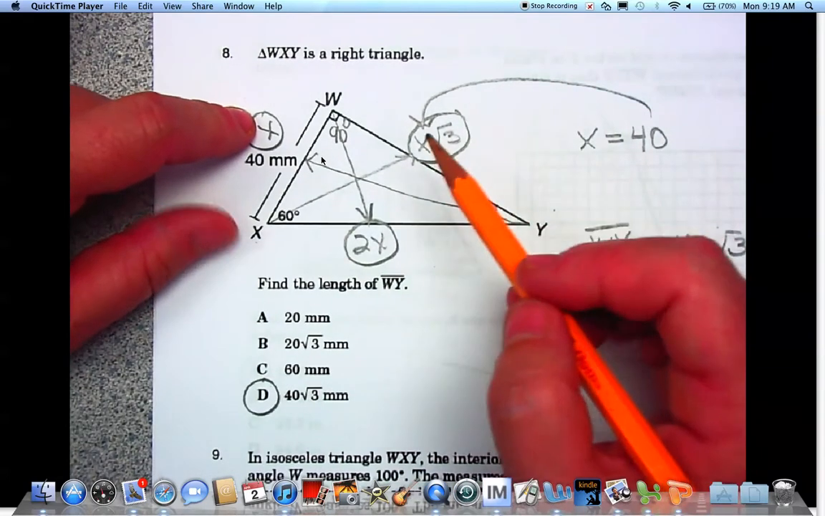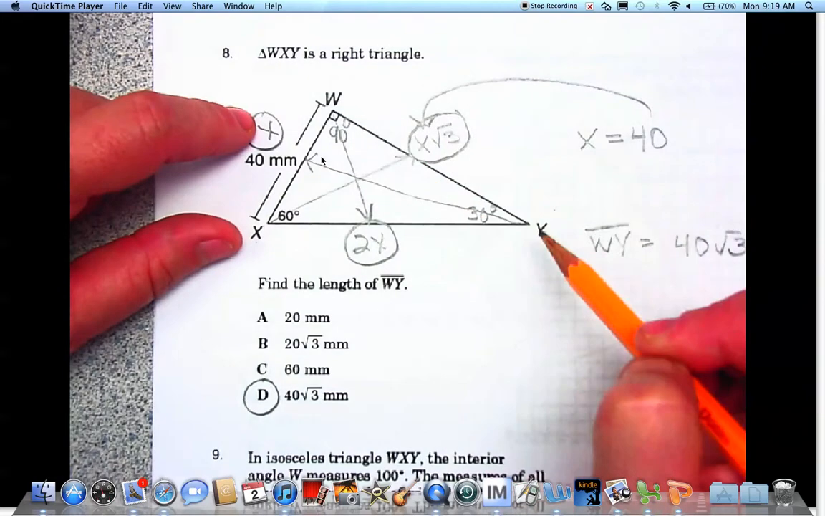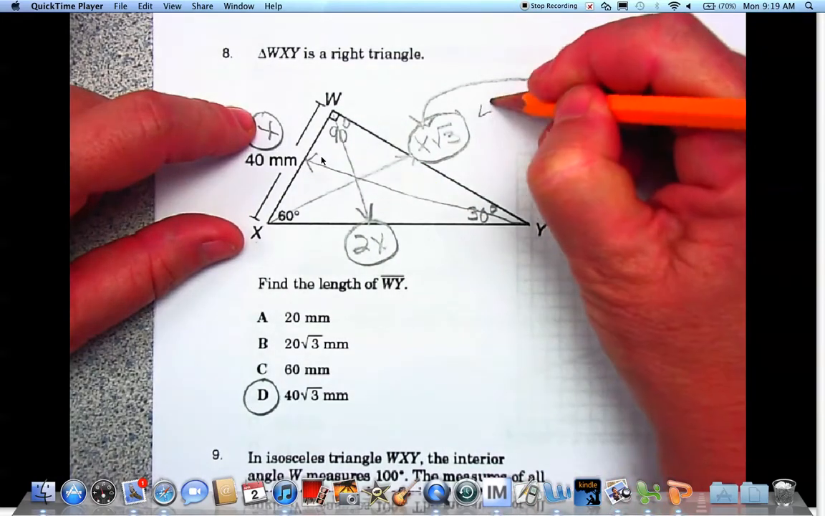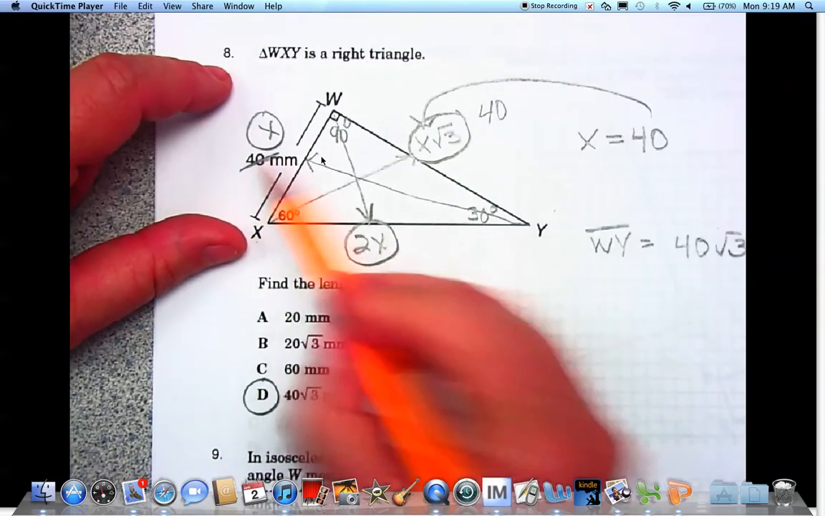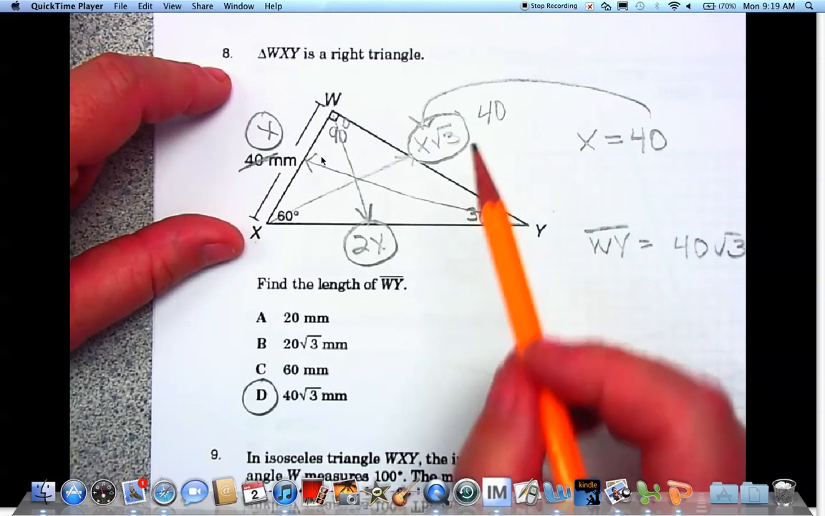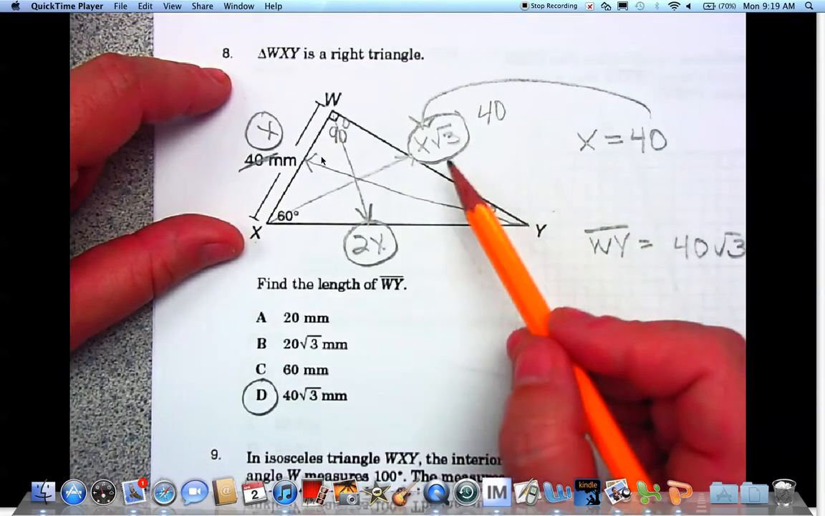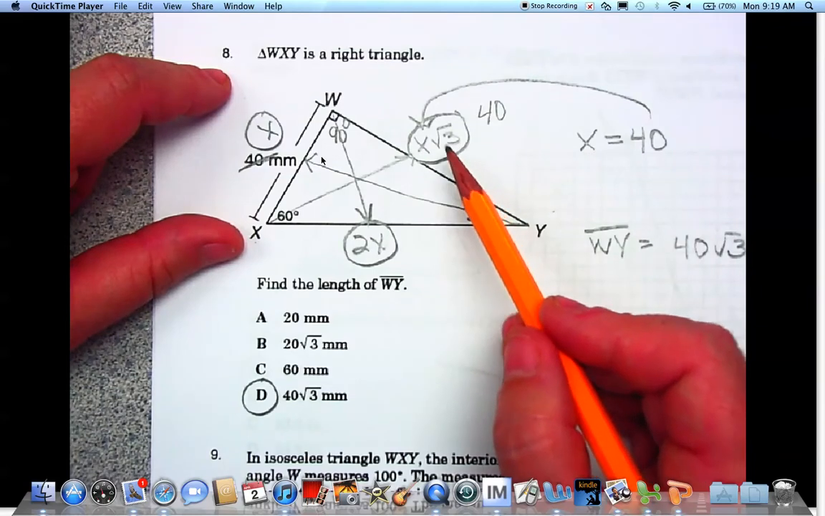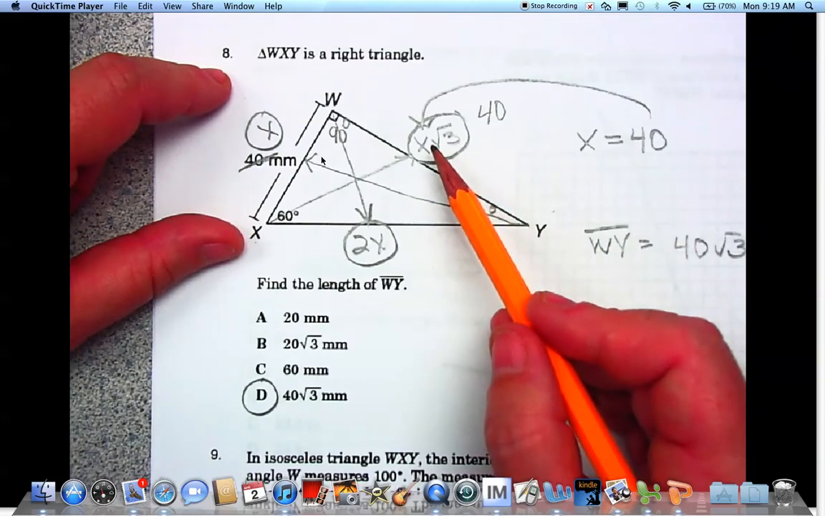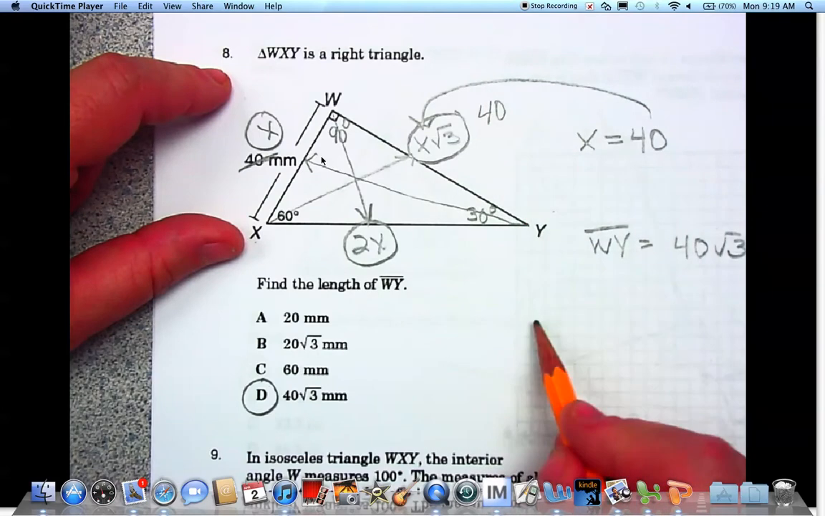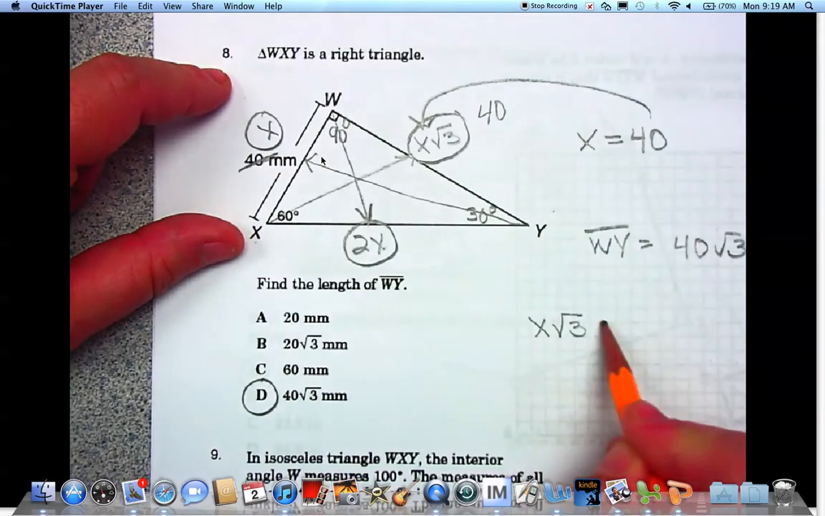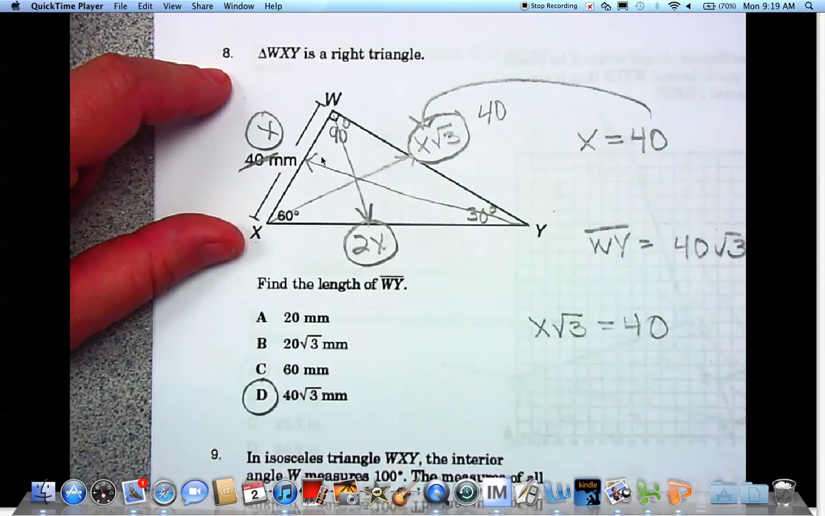Okay. But let's talk about something. What if 40 had been the length of WY? Say this had been 40. Then you find out what to write here. Don't you plug in 40 times the square root of 3? No. You're saying that this side equals x square root of 3, and it equals 40. You make them equal. So x square root of 3 equals 40. You make them equal to each other. Okay? Every time, make them equal to each other.